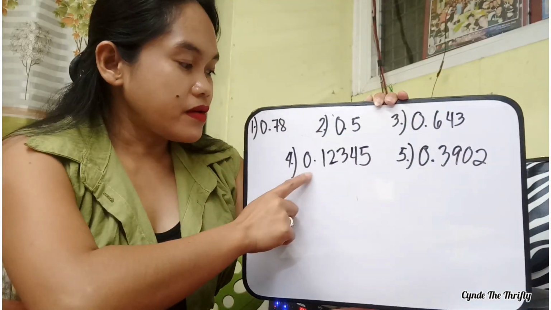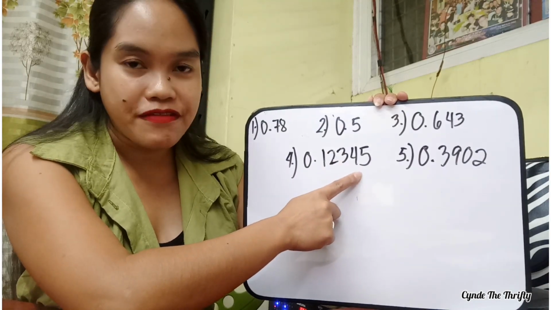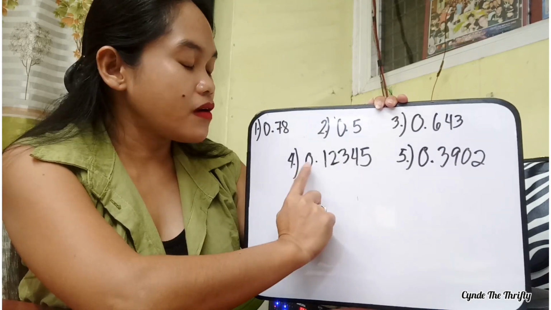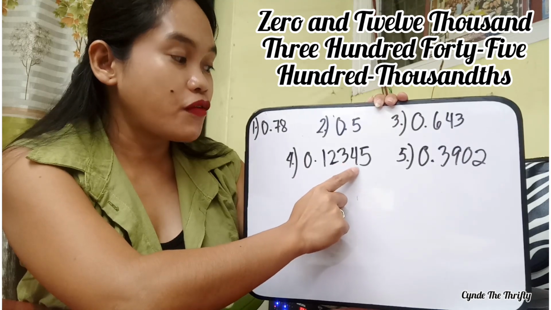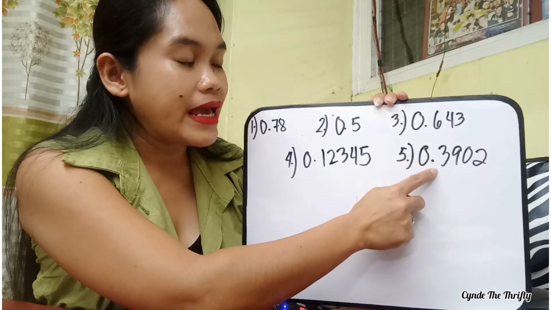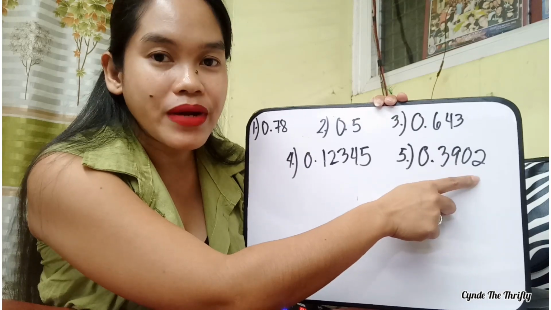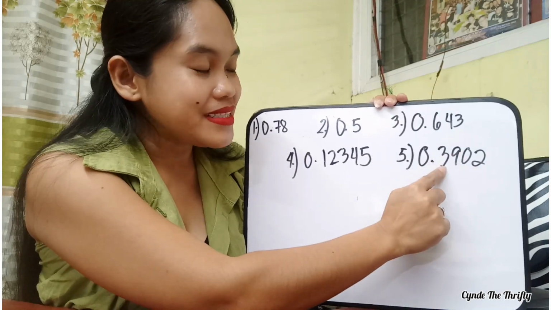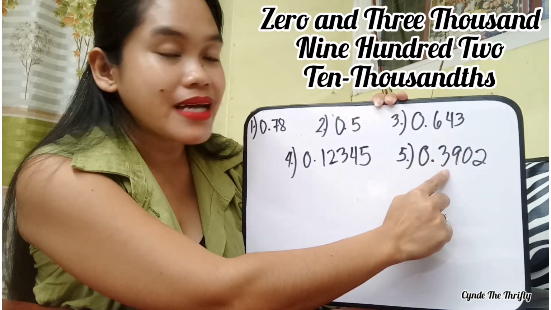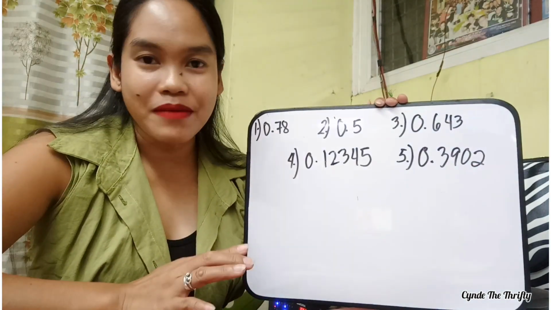Number 4, 0.12345. Ano yung place value ni 5? Hundred-thousandths. So, 0 and 12,345 hundred-thousandths. Number 5, 0.3902. Ano yung place value ni 2? Tenths, hundredths, thousandths, ten-thousandths. So, 0 and 3,902 ten-thousandths. Ayan, so ganun pagbasa ng mga decimal numbers.